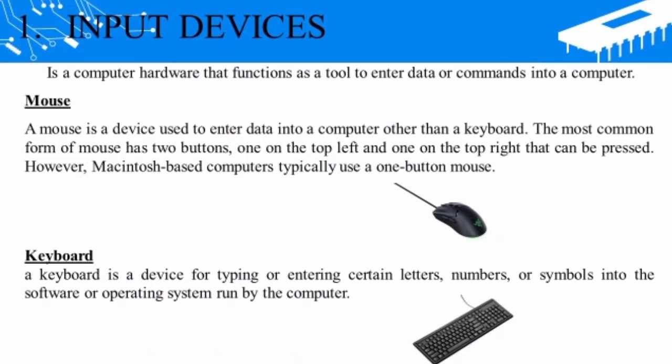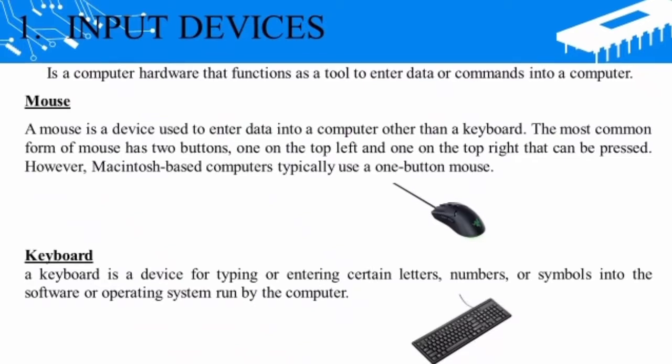that can be pressed. However, Macintosh-based computers typically use their own mouse. Keyboard. A keyboard is a device for typing or entering certain letters, numbers, or symbols into the software or operating system run by the computer.